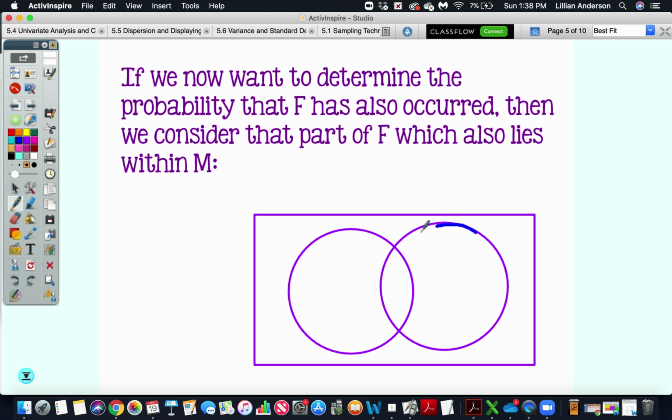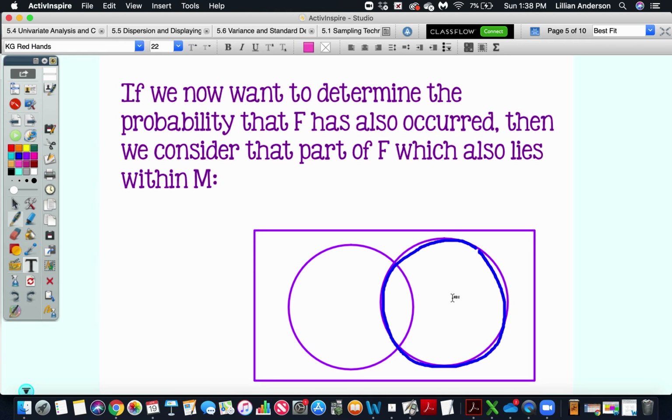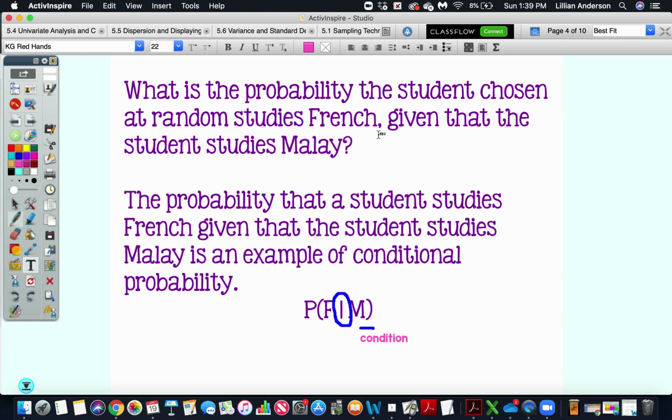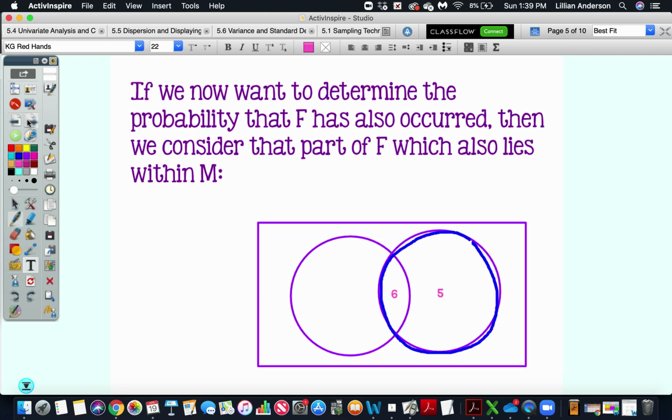So remember from the other Venn diagram, this right here was the Malay students, and this was 5 and this was 6. So now we're only looking at just the 11 here, not the whole 25. So Malay is 11. Out of those 11 students, how many studied French? The overlap here, these 6 students study French and Malay as well. So when it asks what's the probability that a student studies French, given that they study Malay, it would be 6 out of 11. 6 to represent the French and Malay students, and then the 11 to represent just the Malay students in total.